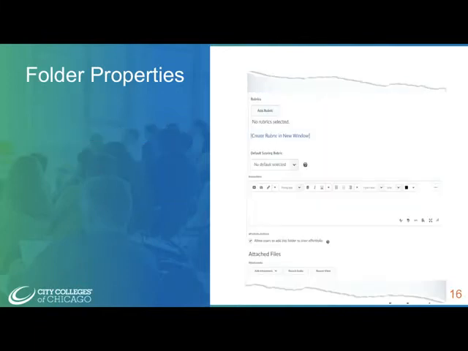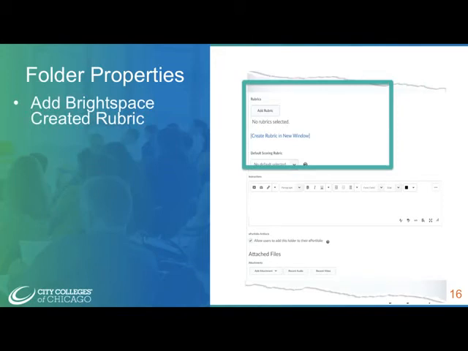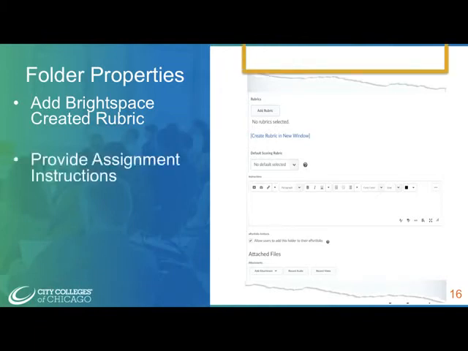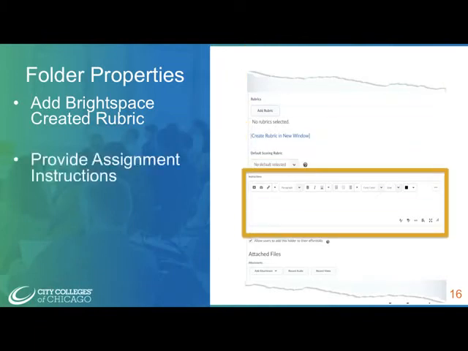The next heading you'll find in the new submission folder properties is Rubrics. You can add a Brightspace created rubric to your assignment in this area. Click Add a Rubric if you've created one before creating the submission folder. You can create a rubric directly from this area. Once you've selected a rubric, it will become the default scoring rubric. Next, you will provide instructions for the assignment in this area.